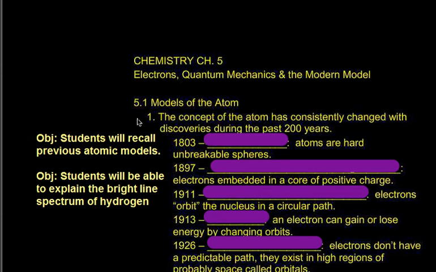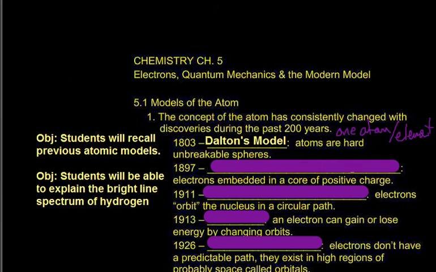And so you may remember that our first official model of the atom, that was truly an atomic model, came from John Dalton. And Dalton's model was that atoms were hard, unbreakable spheres, and that there was one kind of atom for every kind of element. One atom per element.